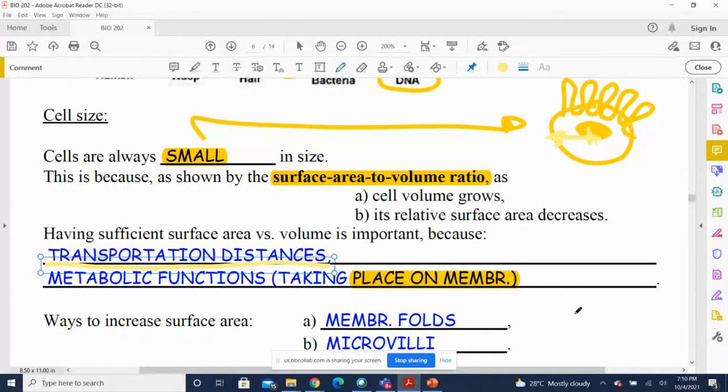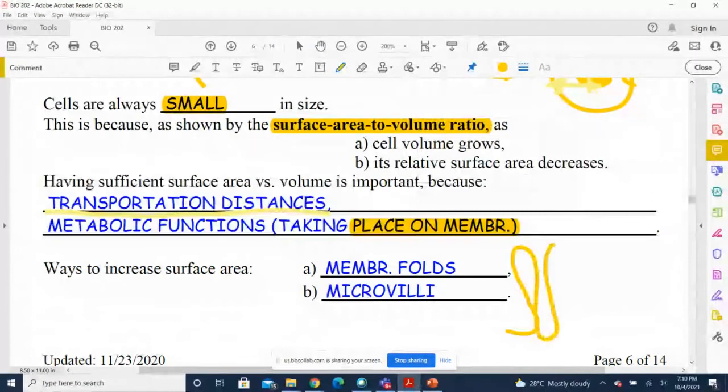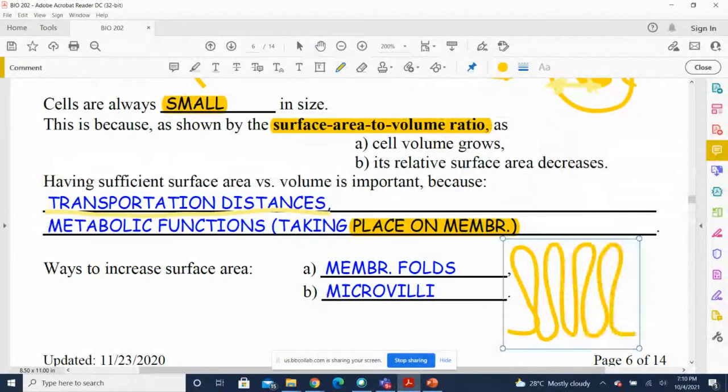Like I mentioned earlier, there are ways to increase the surface area of the cell. These membrane folds are a really good way of doing that. And of course, it doesn't always have to be just membrane folds. They can be smaller structures known as microvilli as well. So both would be good ways to increase the cell's surface area.